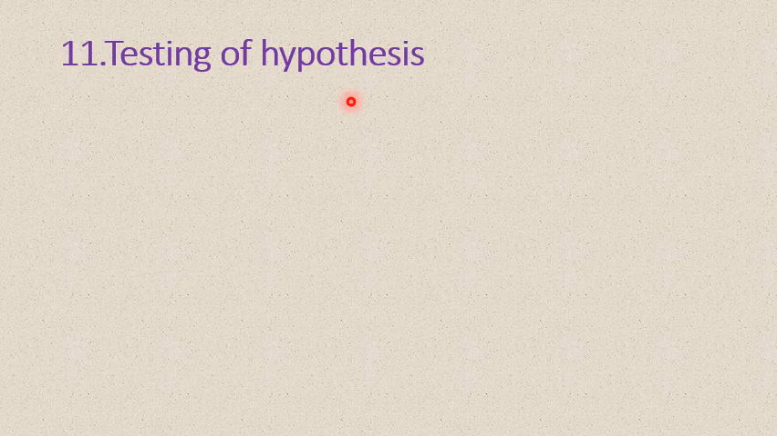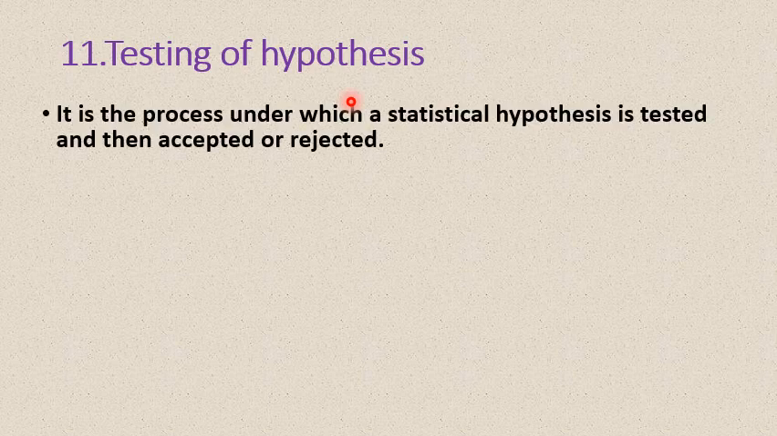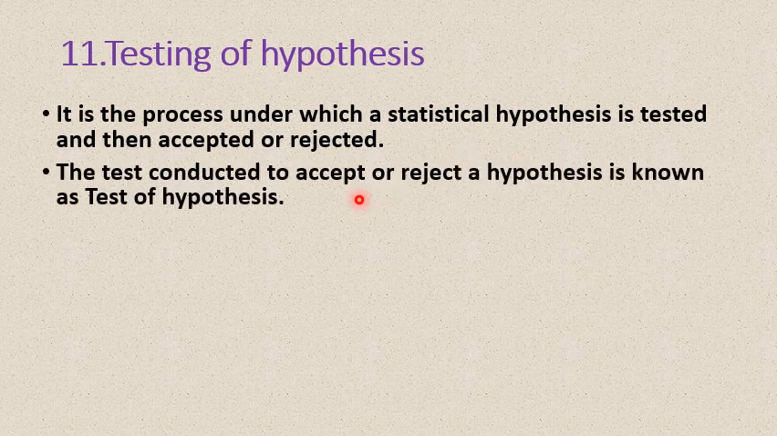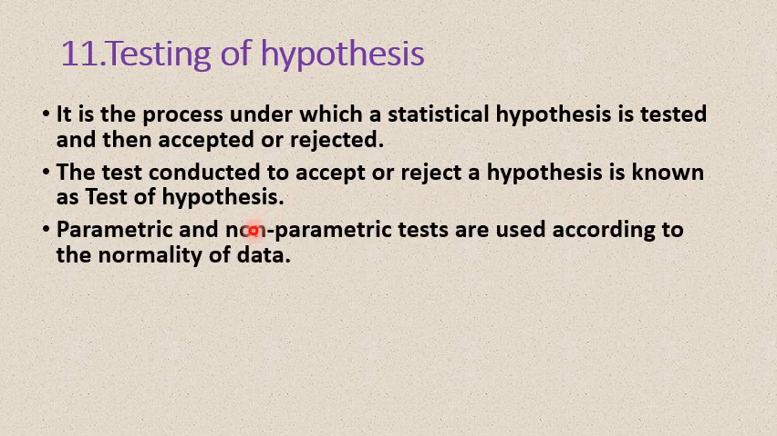Testing of hypothesis is the next step in the research process. It is the process under which a statistical hypothesis is tested and then accepted or rejected. If we have formulated a hypothesis, then we have to test this hypothesis statistically to accept or reject the hypothesis. The test conducted to accept or reject a hypothesis is known as testing of hypothesis.